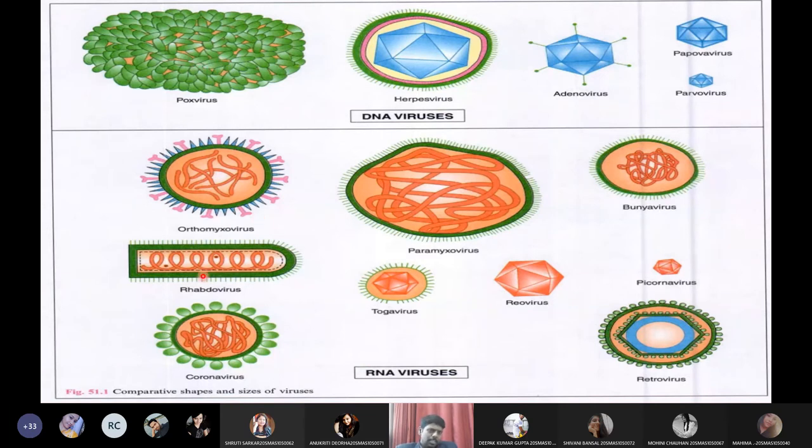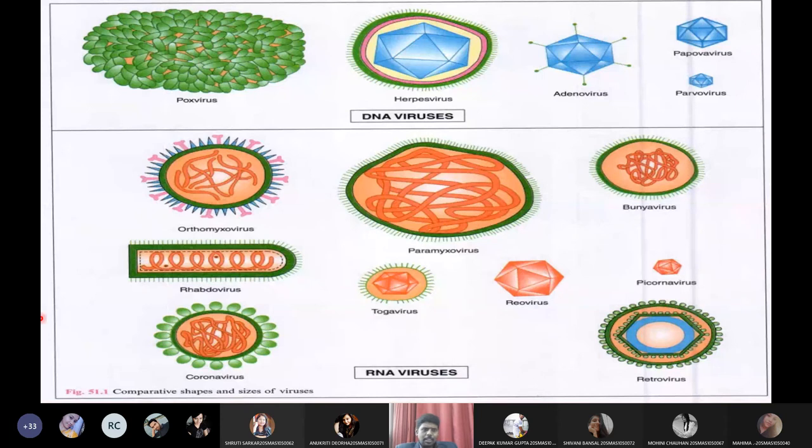Then coming to this virus, what is the shape of this virus, students? It's a rod shape. Helical. What is the symmetry of this virus? Symmetry is helical. Rod shape. Okay, and enveloped virus. By the way, if you observe this rod, one end will be flat and the other end will be blunt. This is the accurate morphology of rabies virus, actually. So rhabdovirus includes rabies viruses.